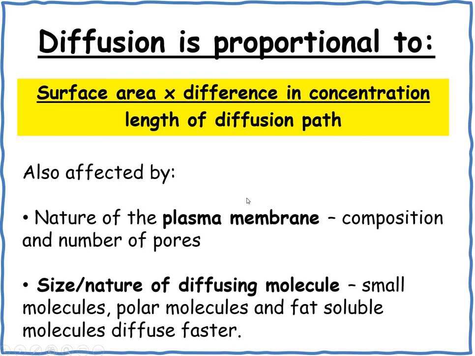And diffusion is also affected by the nature of the plasma membrane, the composition and the number of pores, and the size or nature of the diffusing molecule. So small molecules, polar molecules, and fat-soluble molecules diffuse faster.